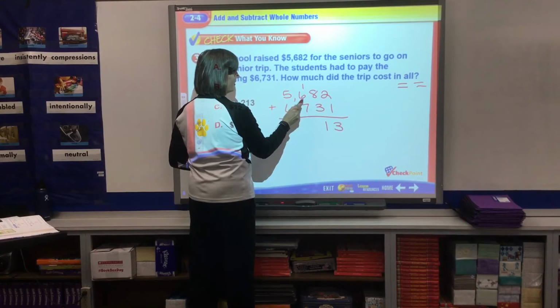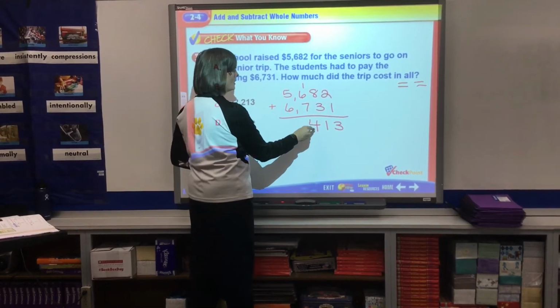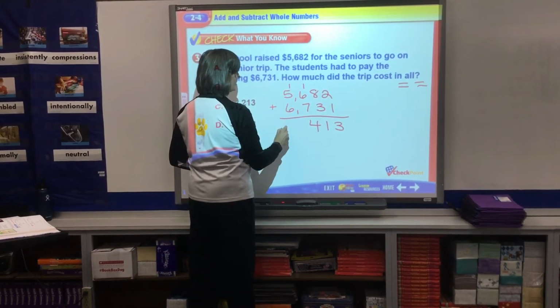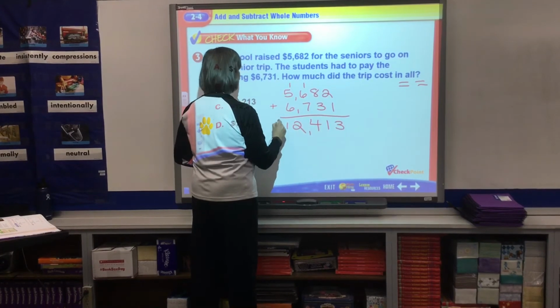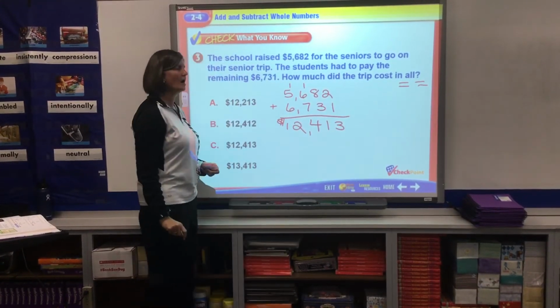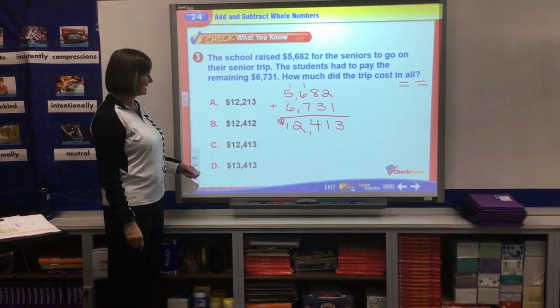1 plus 6 is 7. 7 plus 7 is 14. Again, I can't write 14 down there, so I put down the 4 and I carry the 1. 1 plus 5 equals 6. And 6 plus 6 equals 12. All right, and so it will cost $12,413. So we look at our answer choices, and that looks like letter C.